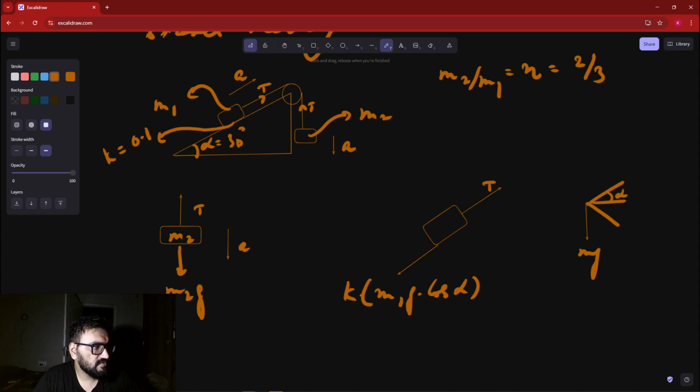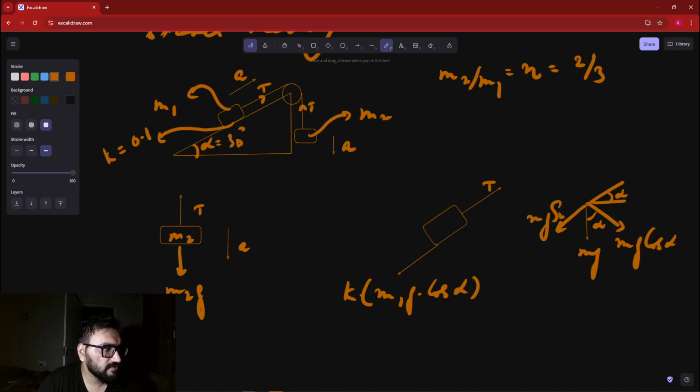This angle is alpha, which means that this angle is also alpha. The normal force magnitude is mg cos alpha, and there is a force component of mg along the inclined plane. Its value is mg sine alpha, right? So this is what I'm using, the normal force, to find out the magnitude of the frictional force, right?